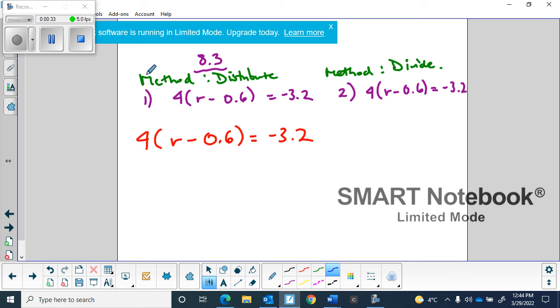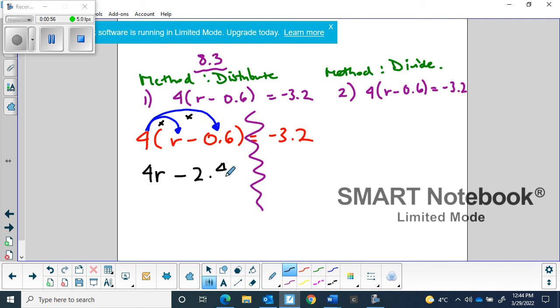We are going to rainbow in this number into every single number inside those brackets. And remember, it has to stay on this side of the equal sign. We're not going anywhere past the equal sign. And what we're doing is we're multiplying. So 4 times r is 4r. And 4 times negative 0.6 is negative 2.4. Then we got our equal sign, and then negative 3.2 has stayed the same.